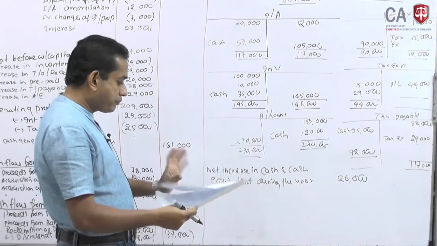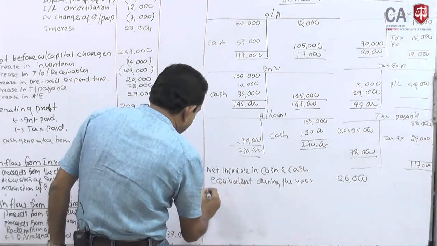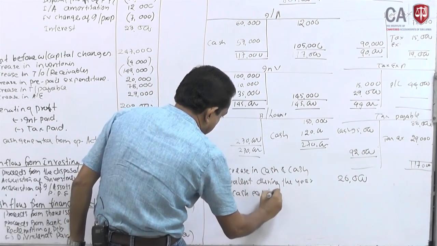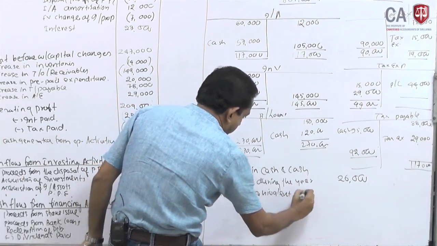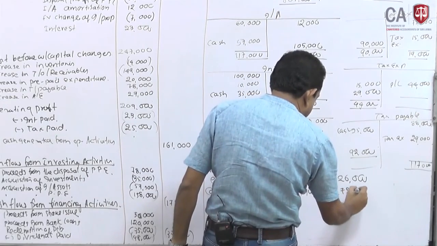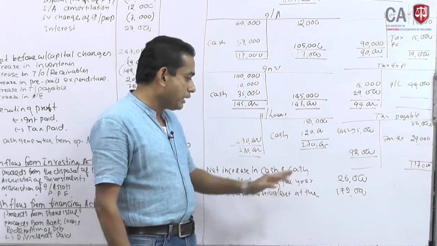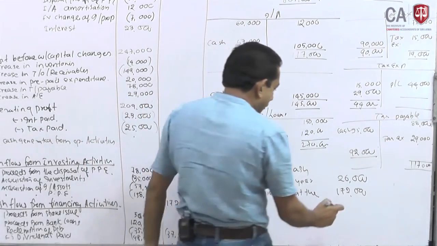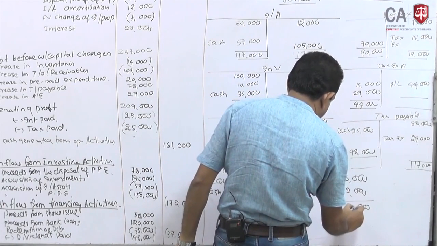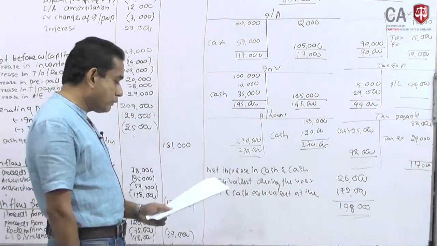Let me also bring cash and cash equivalent at the beginning. Cash and cash equivalent at the beginning 172. So we had 172 cash balance at the beginning and we generated a surplus cash balance of 26,000 during the year, and this has to adopt to the closing cash and cash equivalent balance of how much? 198,000, and that is what has to appear in the closing balance sheet.